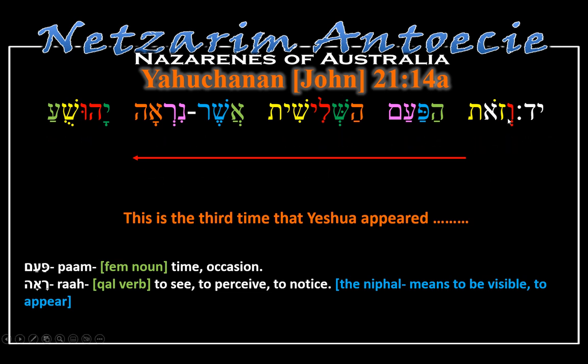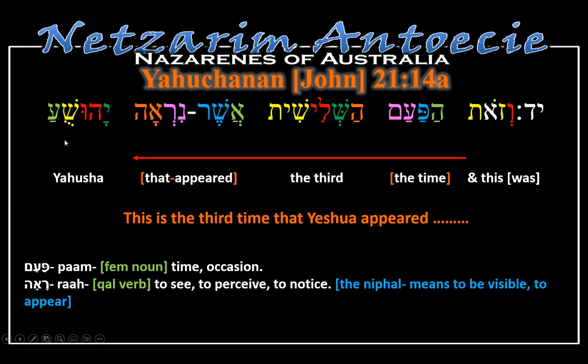So now we read it. V'zot ha-pa'am ha-shlishit asher nir'ah Yahushua. And the translation, and this was the time, the third, that appeared Yeshua.